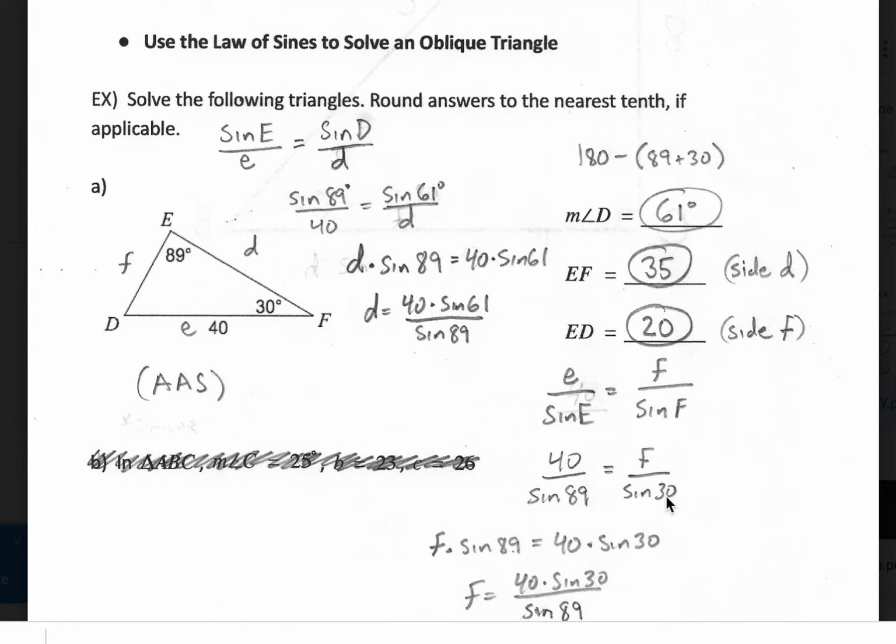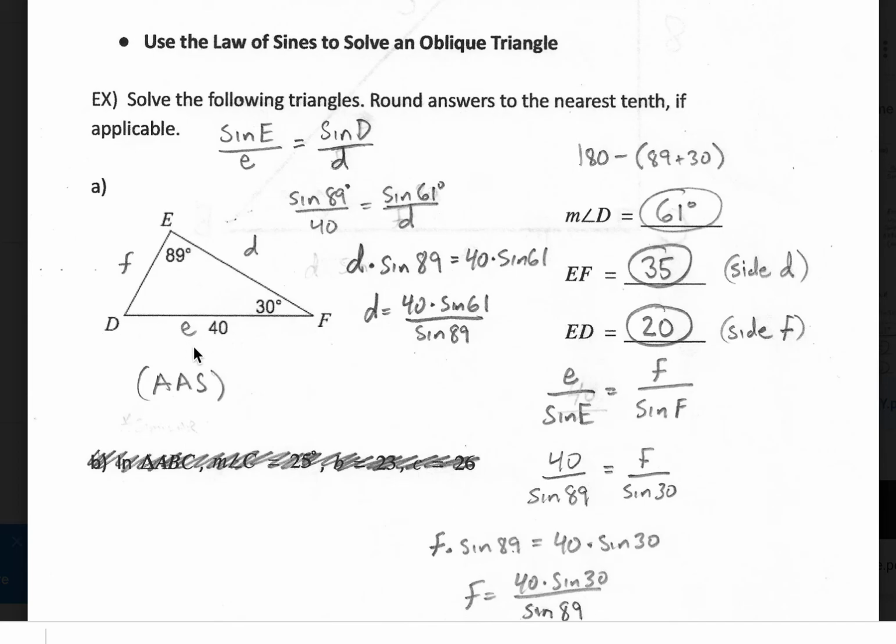Cross multiplying says that we're going to have F times sine of 89 equal to 40 times sine of 30. I can divide both sides by the sine of 89 to get my side length F, and we get about 20.